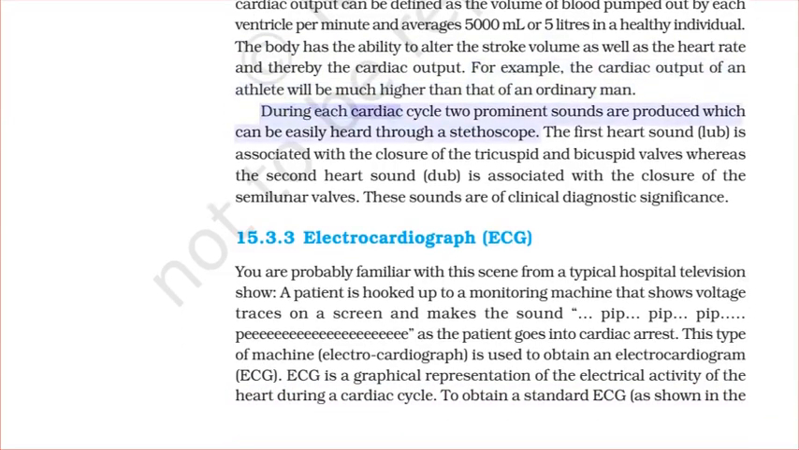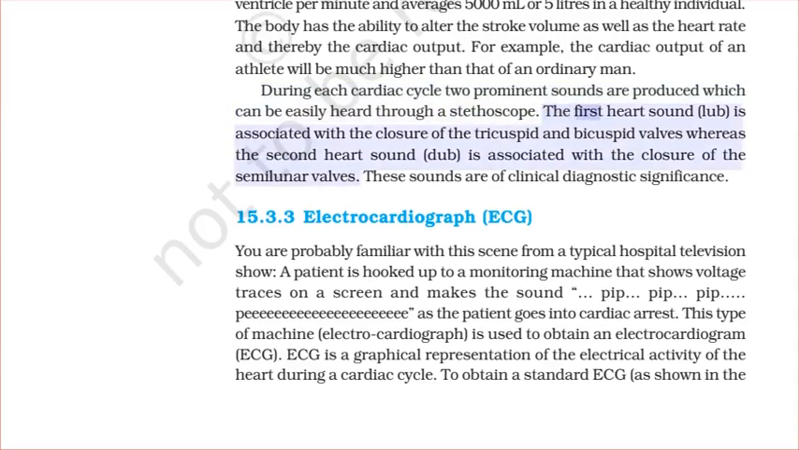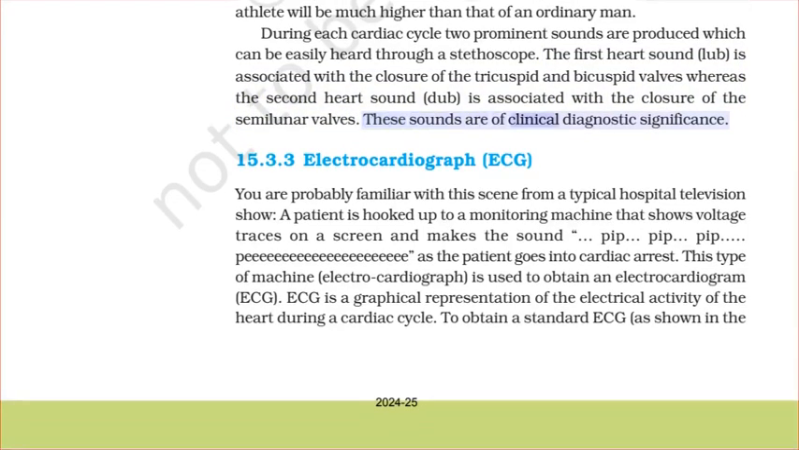During each cardiac cycle, two prominent sounds are produced which can be easily heard through a stethoscope. The first heart sound, lub, is associated with the closure of the tricuspid and bicuspid valves, whereas the second heart sound, dub, is associated with the closure of the semilunar valves. These sounds are of clinical diagnostic significance.